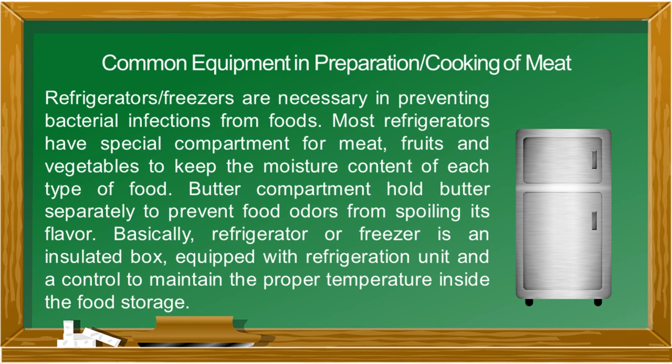Let us proceed with common equipment in the preparation and cooking of meat. We have refrigerators or freezers. Refrigerators and freezers are necessary in preventing bacterial infections from foods. Most refrigerators have special compartments for meat, fruits, and vegetables to keep the moisture content of each type of food. The butter compartment holds butter separately to prevent food odors from spoiling its flavor. Basically, a refrigerator or freezer is an insulated box equipped with a refrigeration unit and a control to maintain the proper temperature inside the food storage.